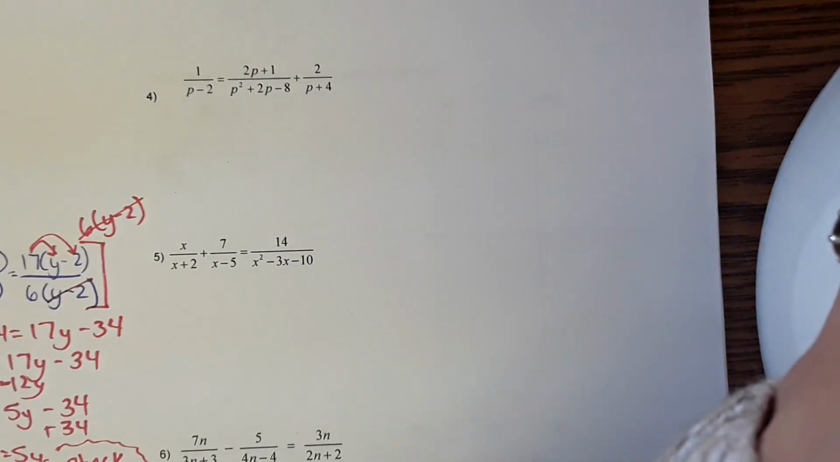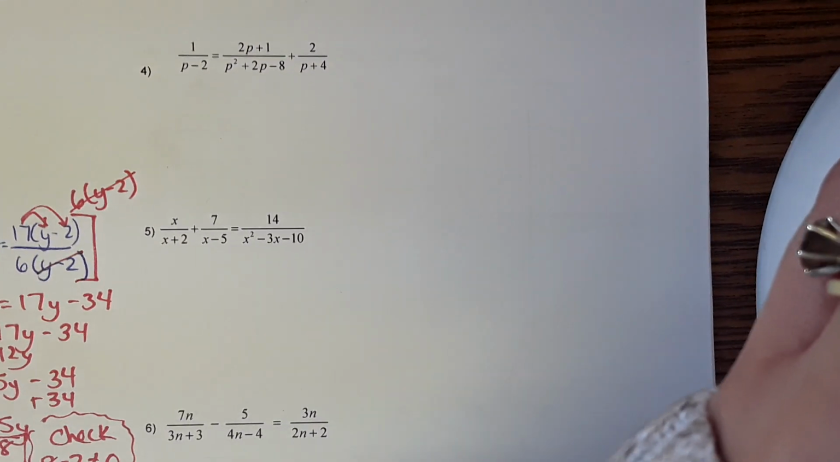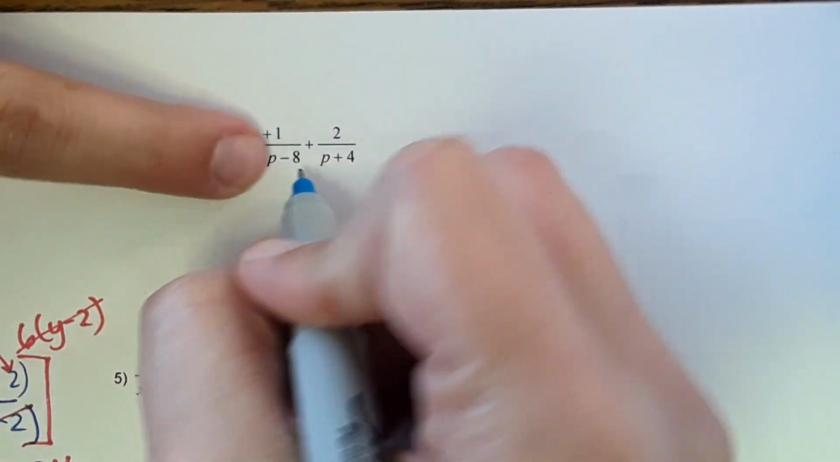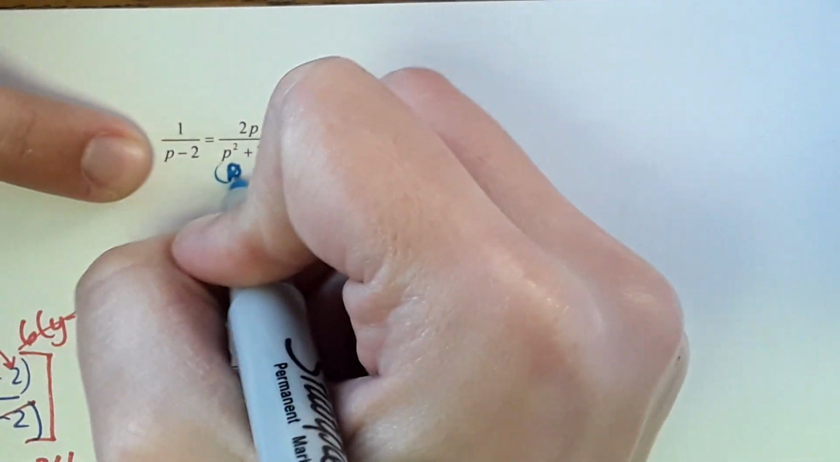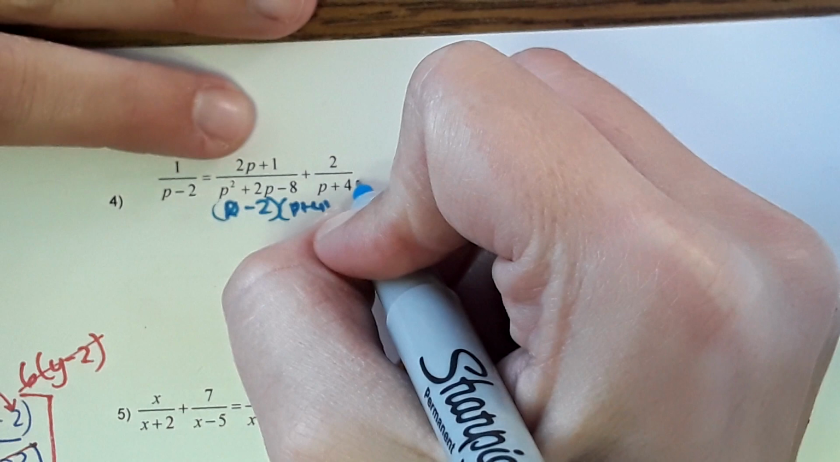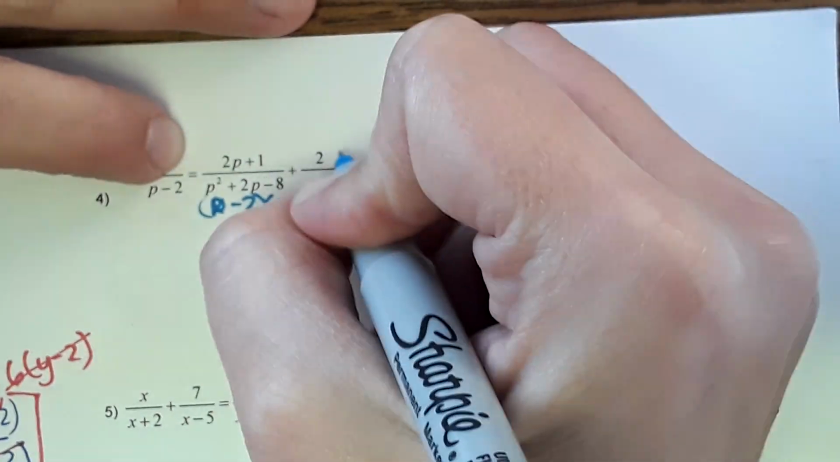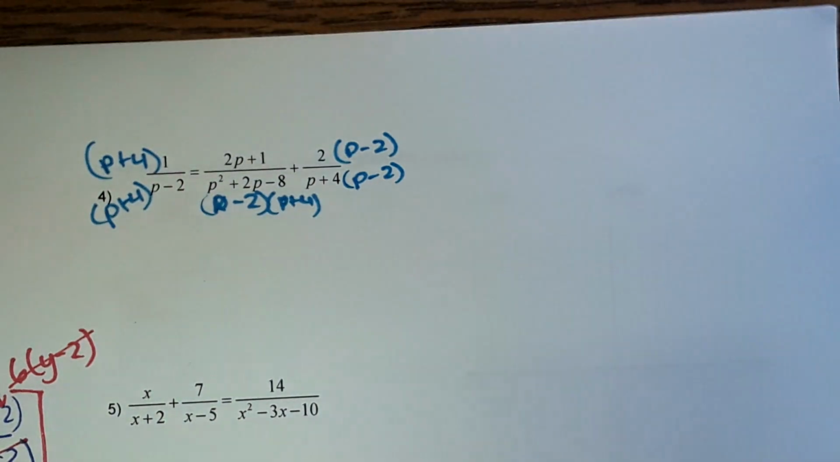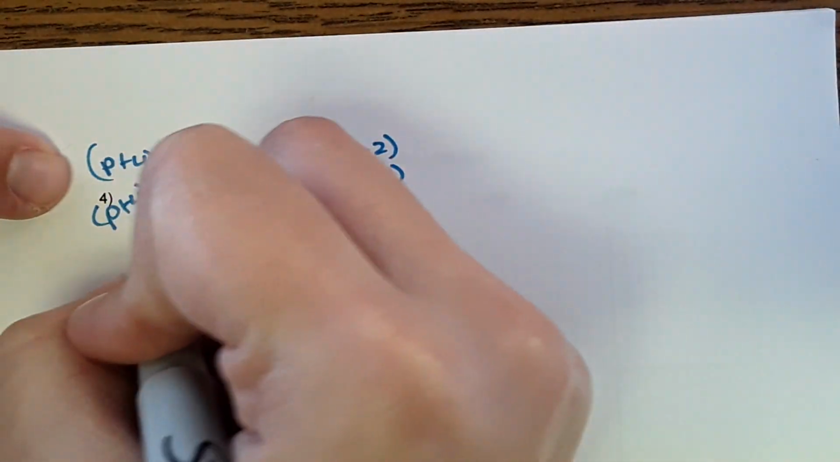Okay, number 4. Number 4 is very similar to the last one. This quadratic here, the factors for it, you can look over here. Two numbers that multiply to negative 8 and add to 2 would be 4 and negative 2. So these factors are p minus 2, p plus 4. And then to make a common denominator, multiply this by p minus 2 and multiply this by p plus 4. And then I'm going to write it all out.